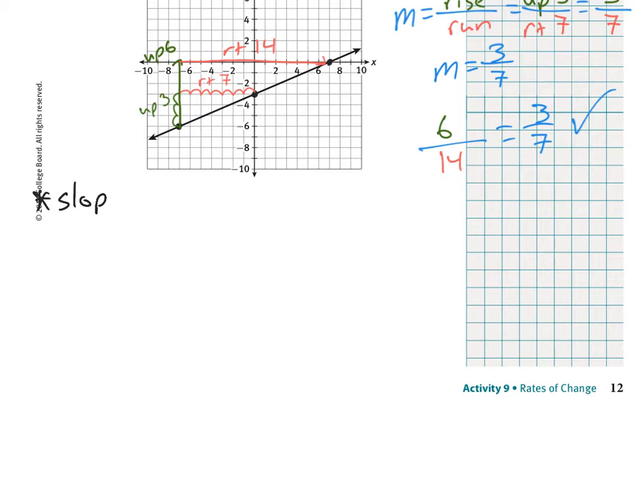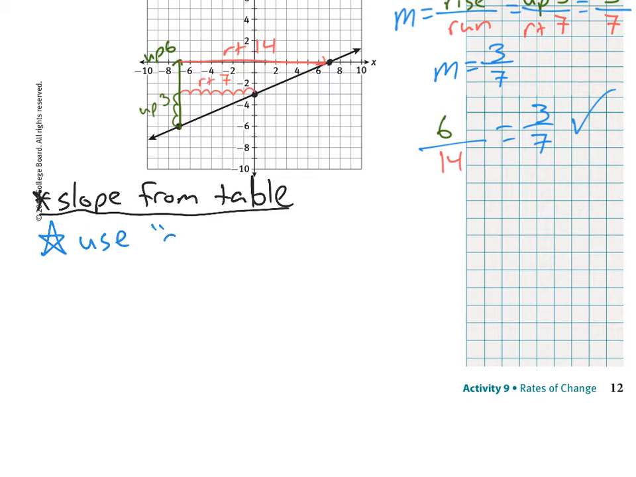So slope from table. This is my favorite method. It is also useful when given 2 points. Okay? All right, so we're going to call it the delta method. So use the delta method.